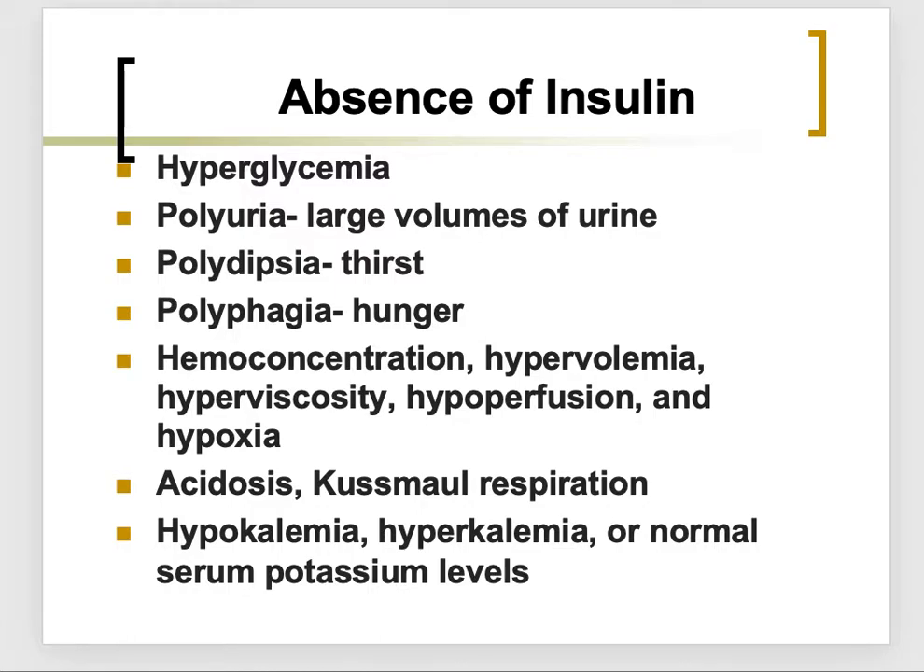They've got to pee a lot. Polydipsia, they're very thirsty. Polyphagia, increased hunger. Hemoconcentration, hypervolemia, hyperviscosity, hypoperfusion, and hypoxia. When you think about a lot of these, right, they're looking at the hemoconcentration. We end up seeing dehydration, increased plasma volume. With hypervolemia, we see increased fluid volume in the blood. Hyperviscosity is increased blood thickness. Hypoperfusion is decreased blood flow into the organs.